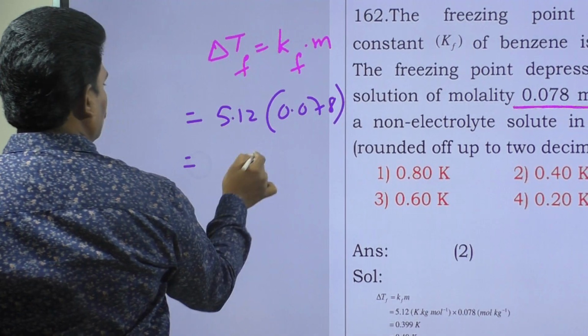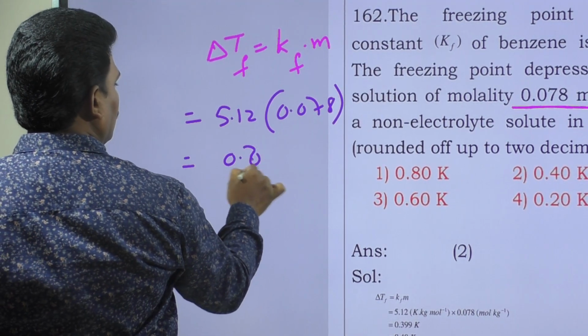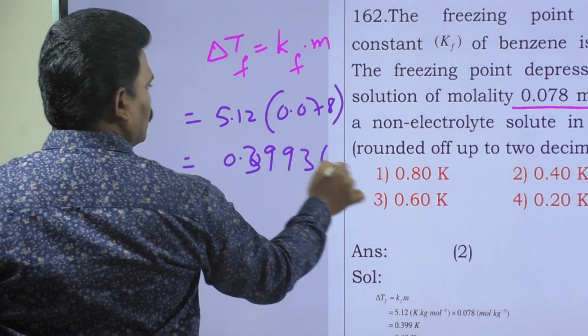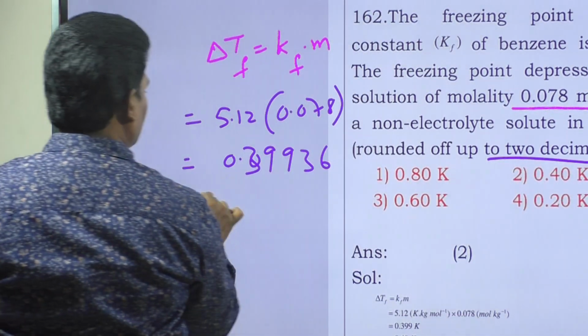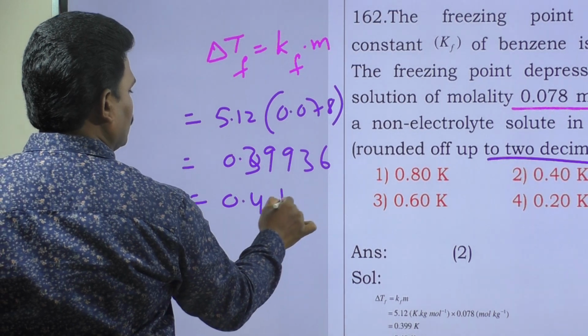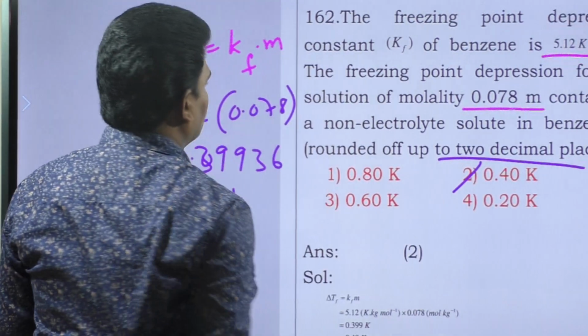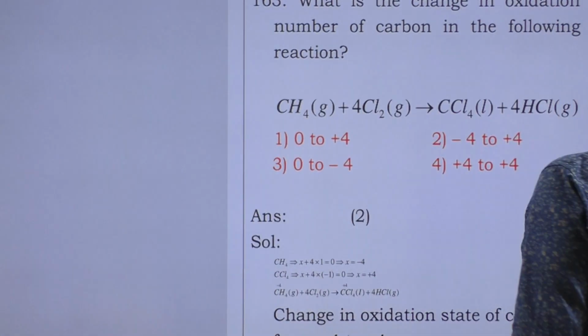Its multiplication gives 0.39936. Round off to 2 decimals, so that is equal to 0.40 kelvins. So the answer is the second option. And then go to question number 163.